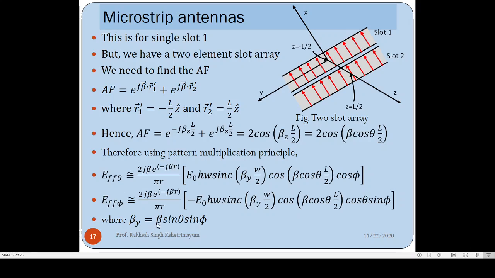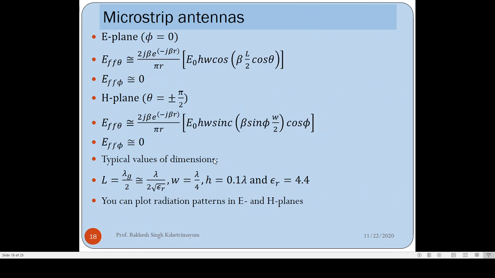Note that beta y is beta sin theta sin phi. That is the projection of the beta vector along the y-axis. So we have the radiation pattern of the microstrip antenna. Once we have the radiation pattern, what do we do? We plot it in the E plane and the H plane.